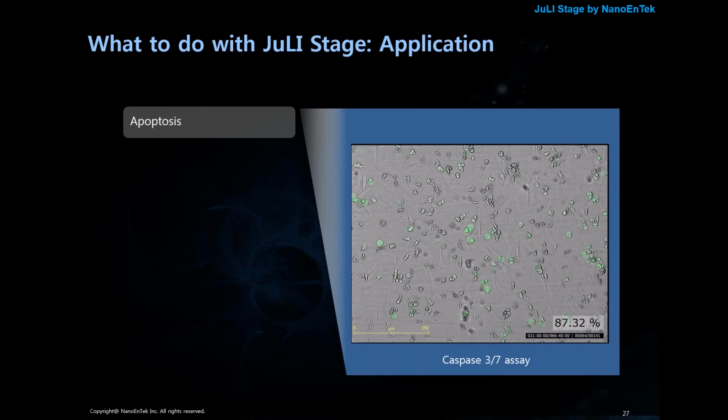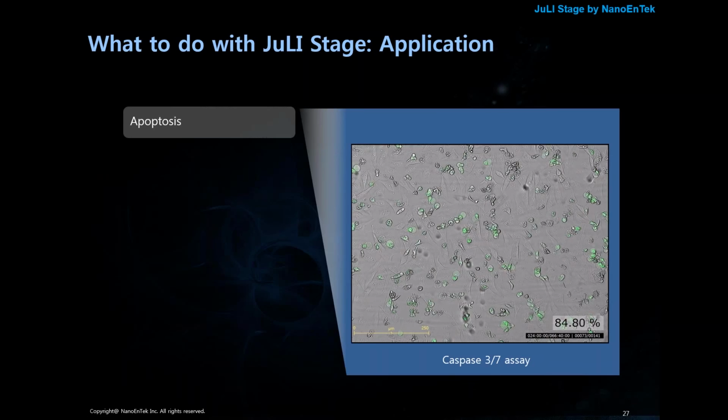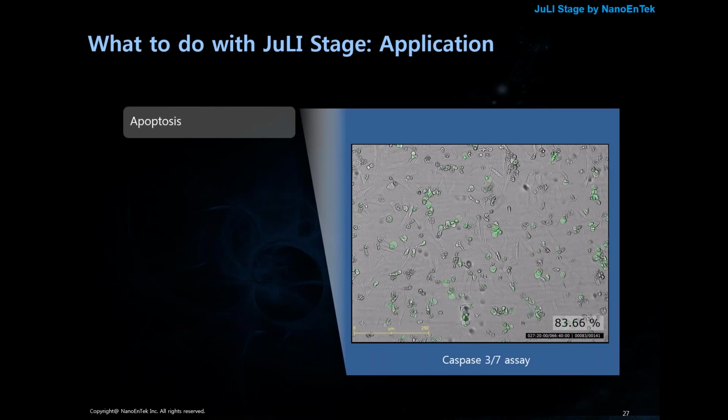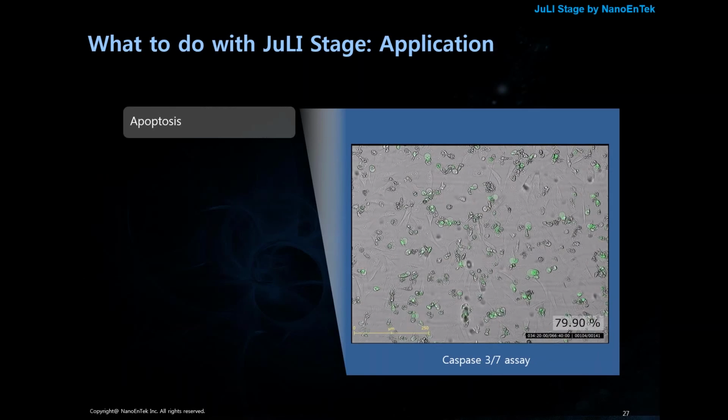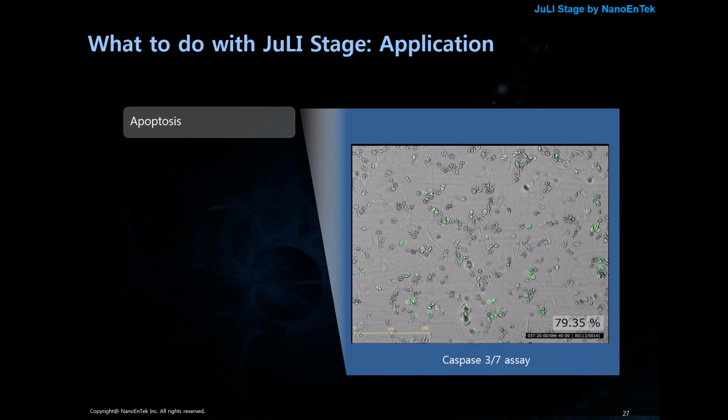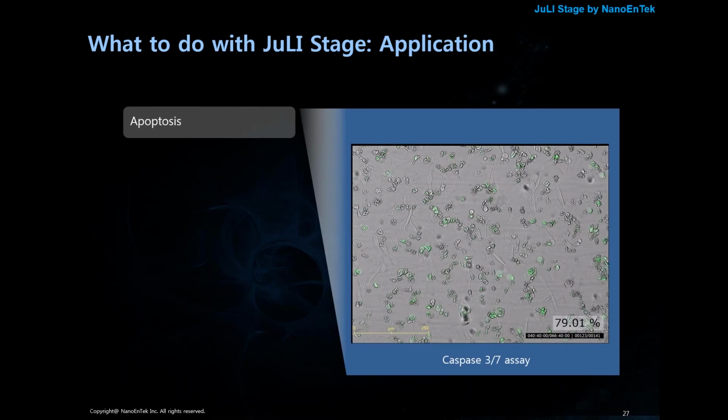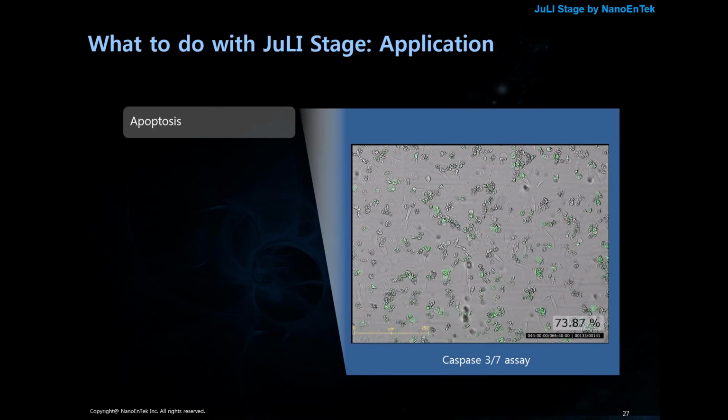With the time-lapse JuLI Stage images, we added caspase 3/7 reagents. After apoptosis occurs, released and activated caspases can be monitored with green detection reagent, as you can see on the screen. The cells are dying and releasing caspases into the solution and interacting with the caspase substrates, producing green fluorescence.